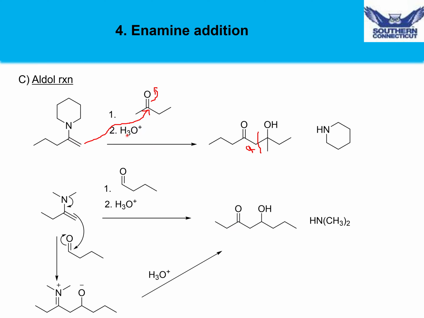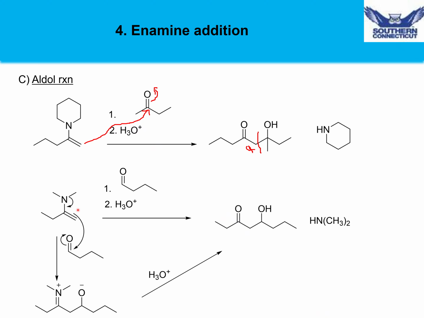Then when we add aqueous acid, the iminium ion that forms from this nitrogen will become a carbonyl, and then we'll get a side product of a secondary amine. The secondary amine can be determined based on what you have here in the enamine. So simply that nitrogen will be replaced by water, and it picks up a proton to become the secondary amine.